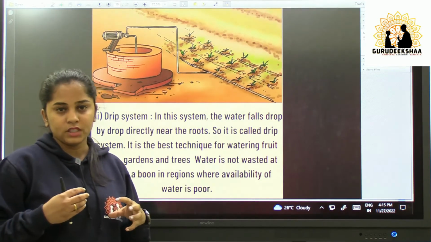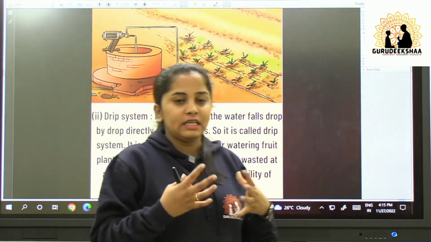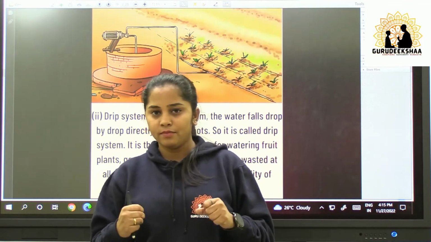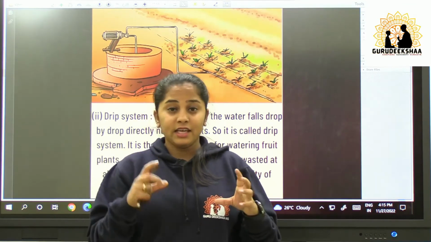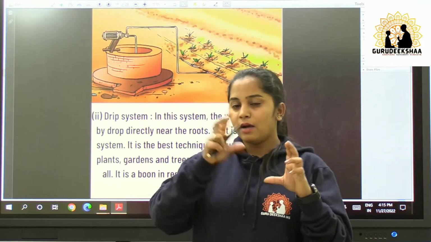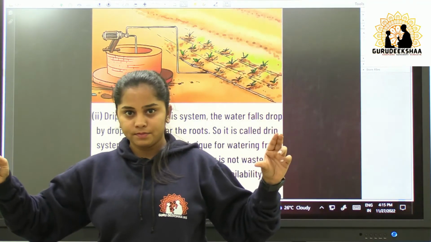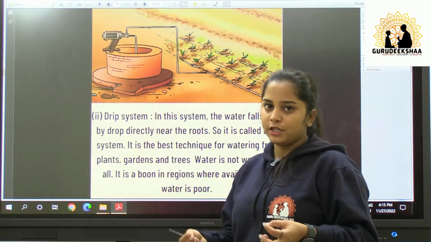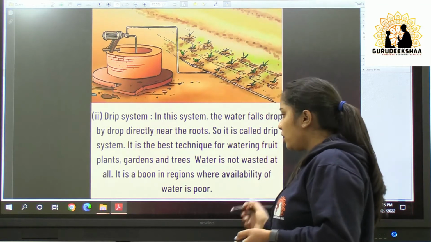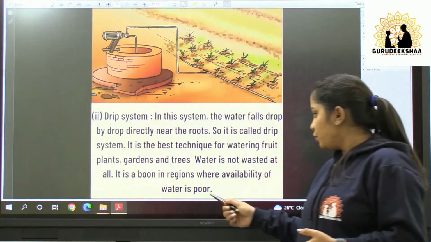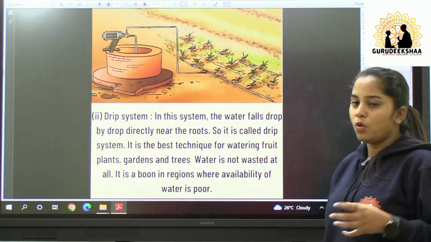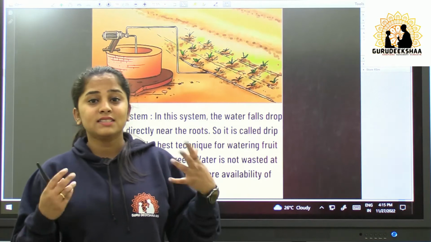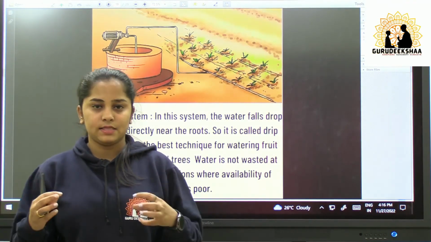It goes directly to the root. For example, can we drink one full big bottle of water at one time? No. If we take one glass of water hour by hour, it's different, right? It is the same here. Drop by drop is very efficient. The water is not wasted at all. It is a boon in regions where the availability of water is poor. This is majorly used where the water supply is less.